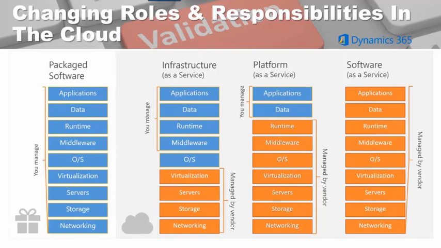When you're validating packaged software, you're in charge of the whole infrastructure. But when you're validating in the cloud, whether we're talking about infrastructure, platform, or software as a service, you're really talking about splitting the roles and responsibilities. So the blue areas are the areas that you manage, and the orange areas are the areas that are managed by the vendor. So what's the implication of this?